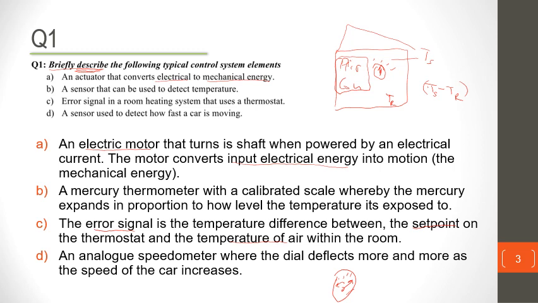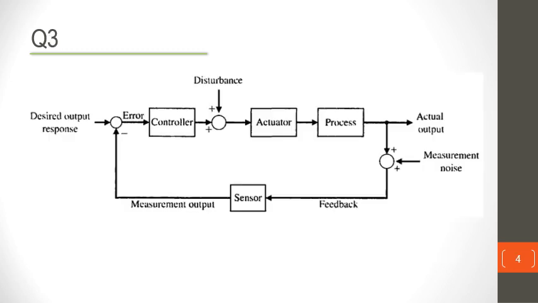So if the question says here, briefly describe, you should be able to tackle it because your answer has to be a description. You can't just list, you can't just state the answer. You can't just say speedometer, for instance, or just say electric motor. You have to describe how this element works. So take note of these keywords in the question.